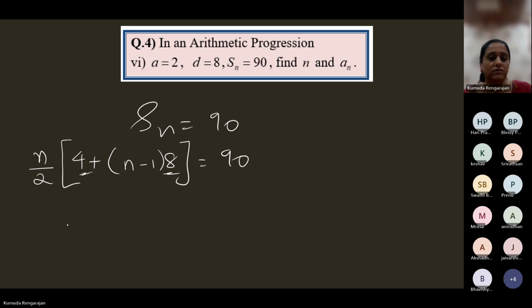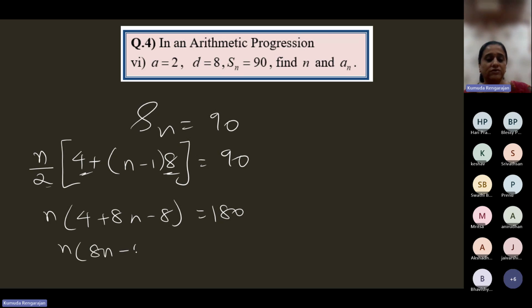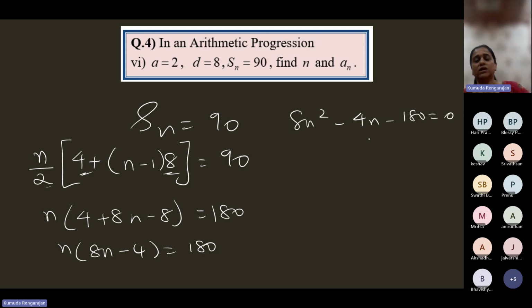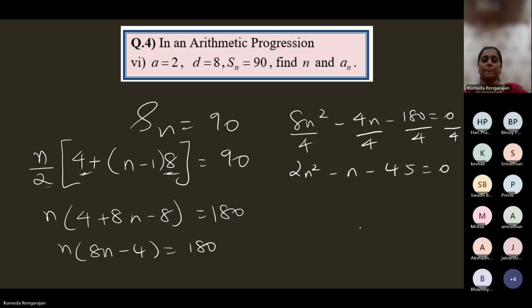So what will this be? Cross multiply: N into 4 plus 8N minus 8 is equal to 90 into 2, 180. So N into 8N minus 4 is equal to 180. So 8N squared minus 4N minus 180 is equal to 0. Divide by 4 throughout. So 2N squared minus N minus 45 is equal to 0. So 10 and 9 are the numbers to split the middle term.